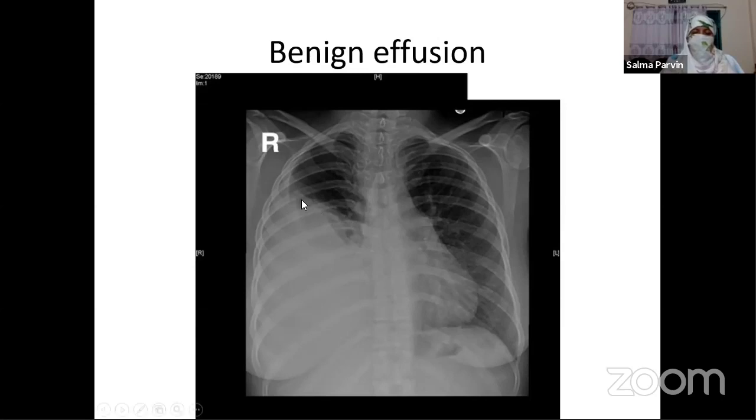You see that there is a large effusion causing the contralateral displacement of the mediastinum to the left. So the effusion causing the displacement of the mediastinum is a very typical sign of a benign effusion.